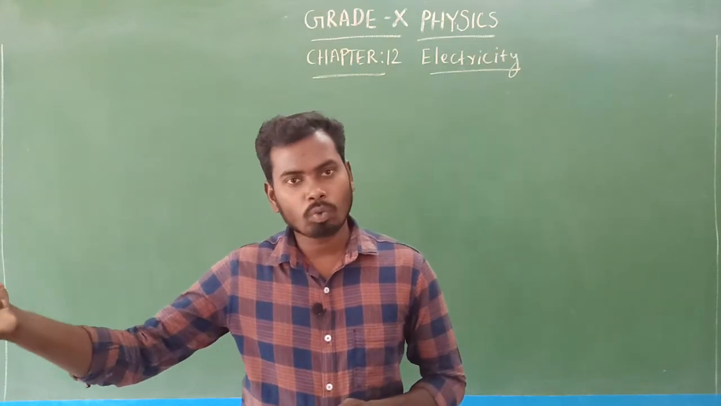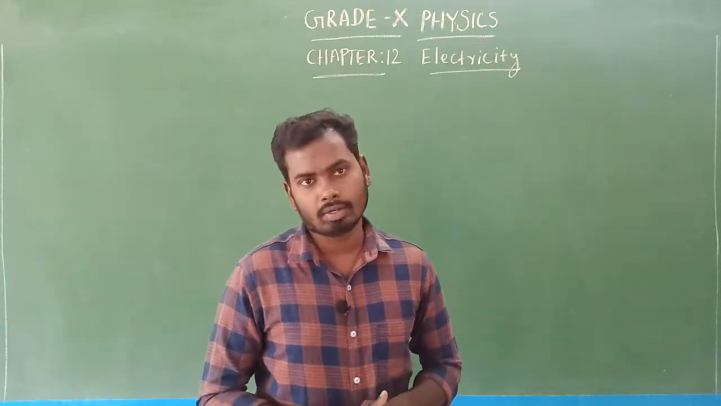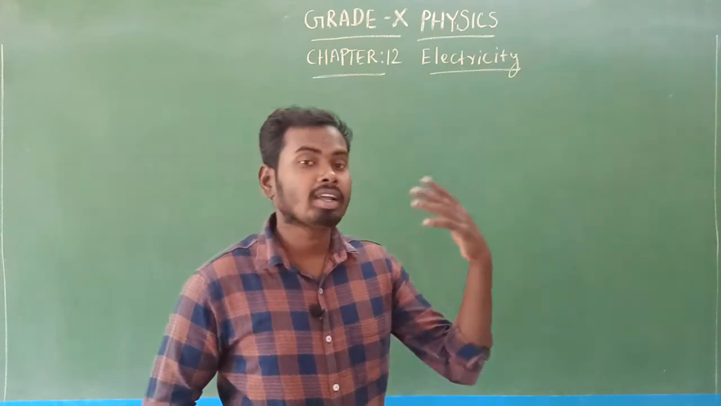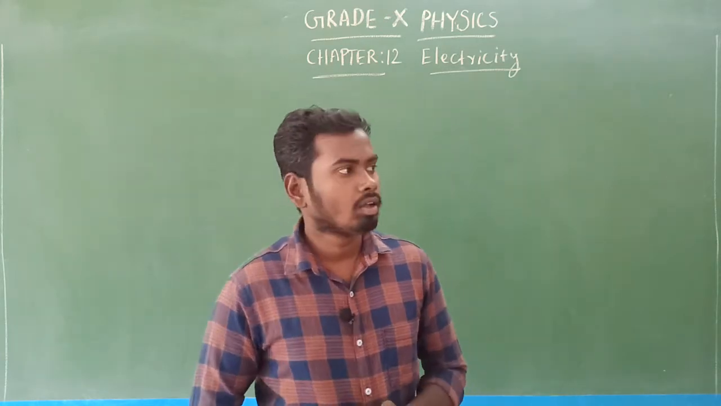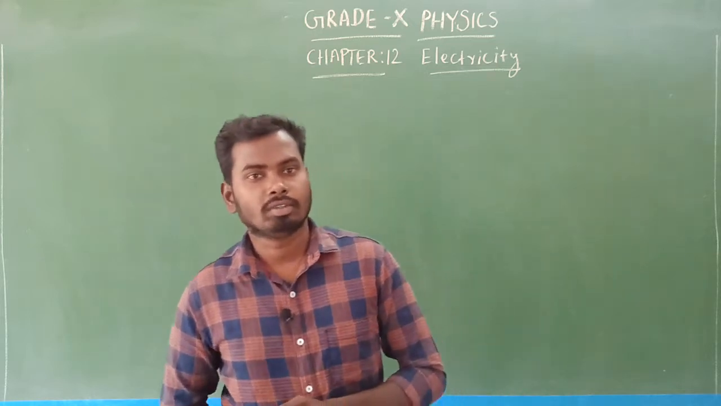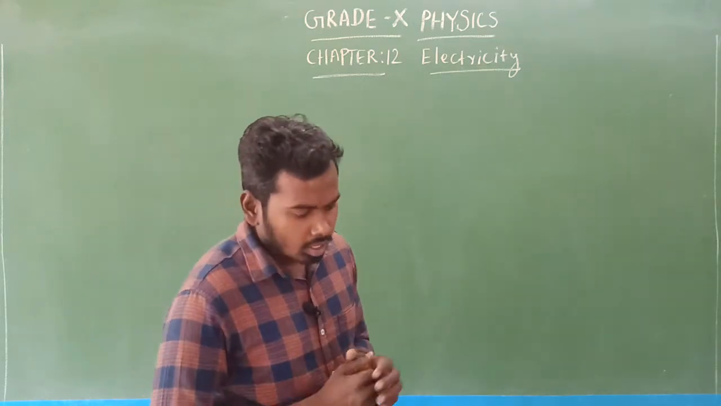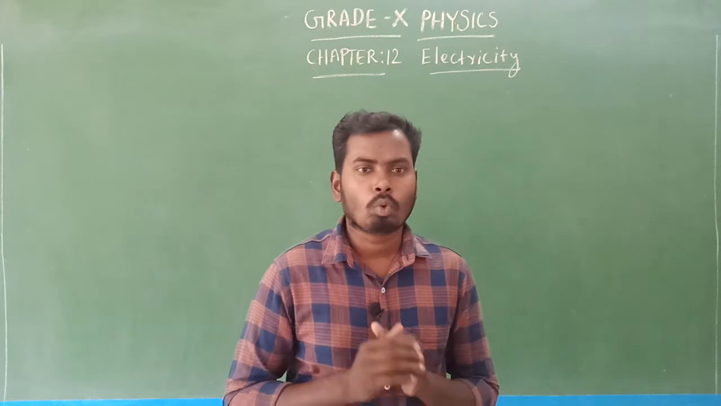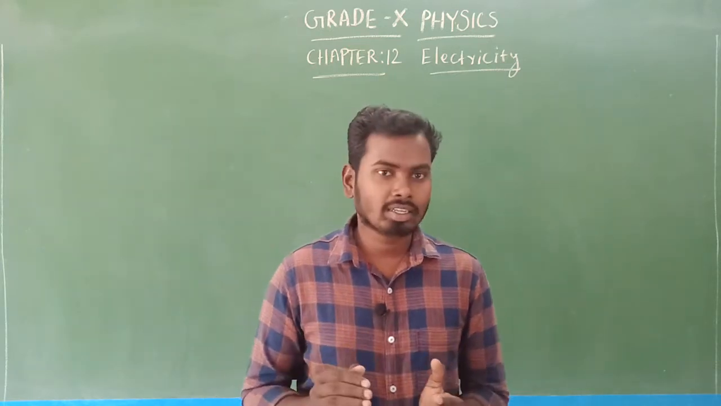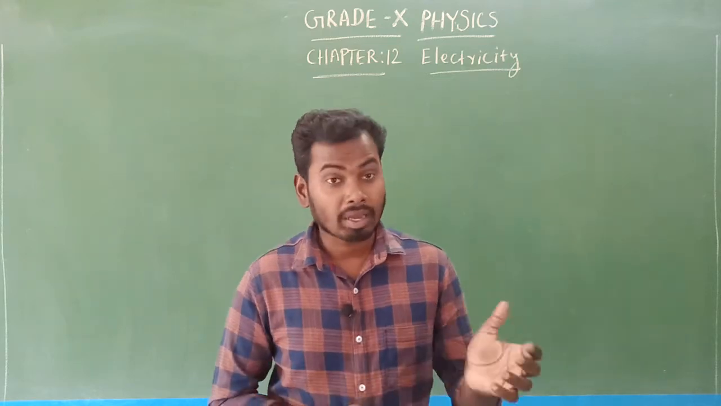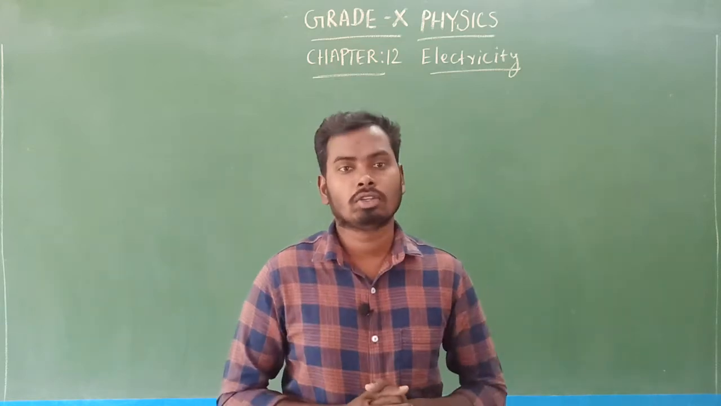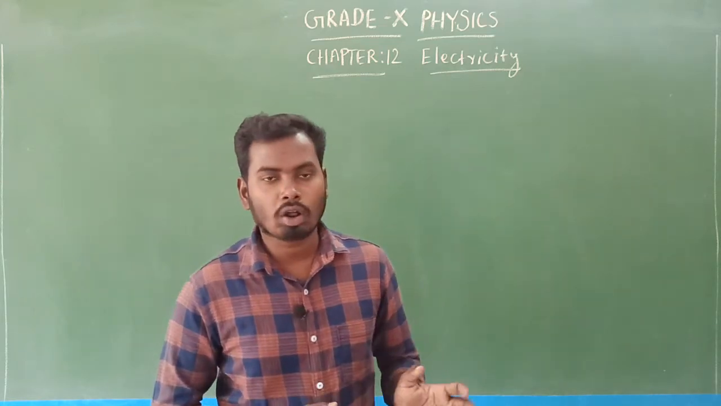The opposite of a conductor is an insulator. What is an insulator? A material which doesn't conduct the current is called an insulator. Very easy. Then the next question arises: why do conductors conduct the current? Because conductors have many free electrons in their outer orbit.